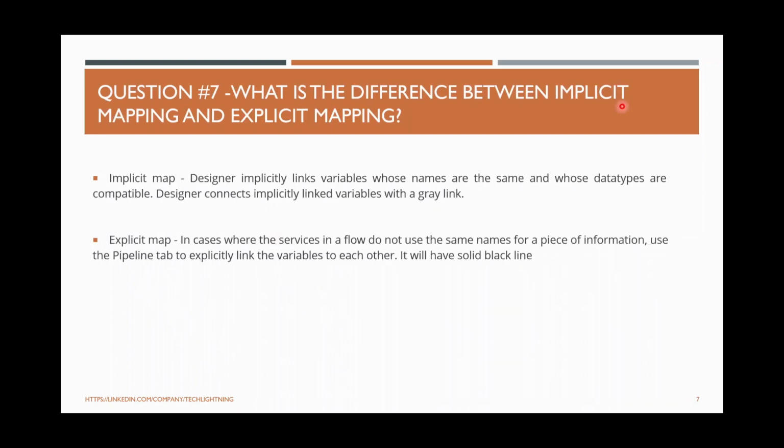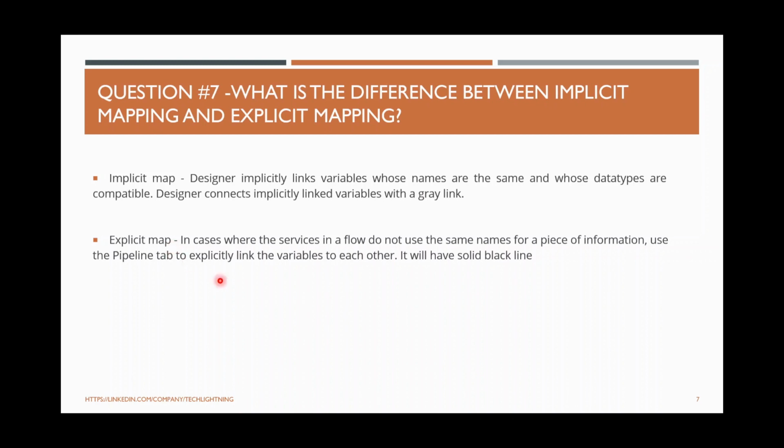I'll move on to the next one. What is the difference between implicit mapping and explicit mapping? Implicit mapping happens in the Designer. If your pipeline input and service input have the same variable name, they will get automatically mapped. You don't need to map anything explicitly. When it is mapped implicitly, it will have a gray link. And for explicit mapping, my pipeline input and my service input have different variable names, so I need to map them manually.